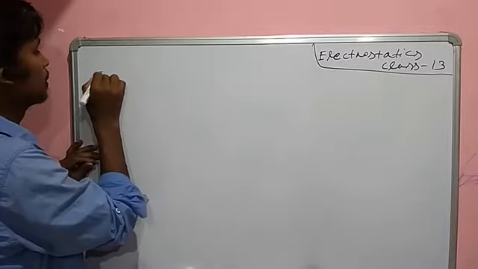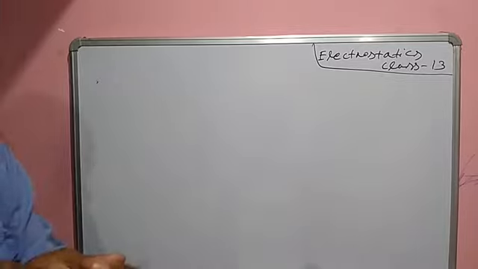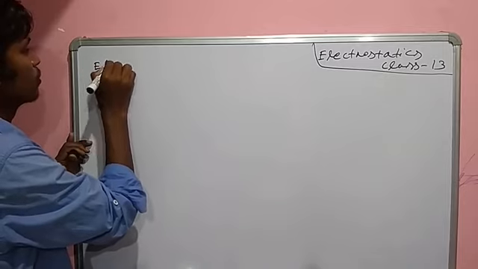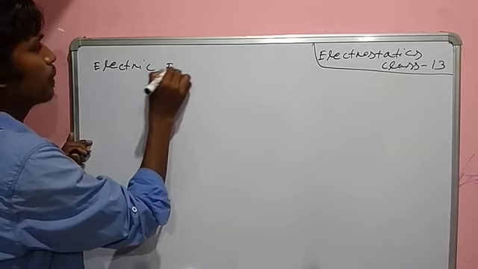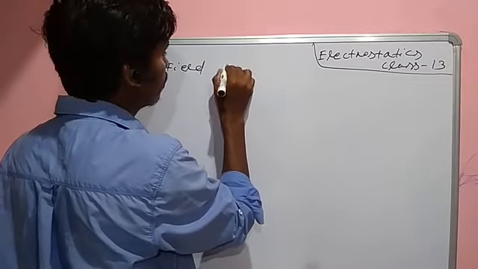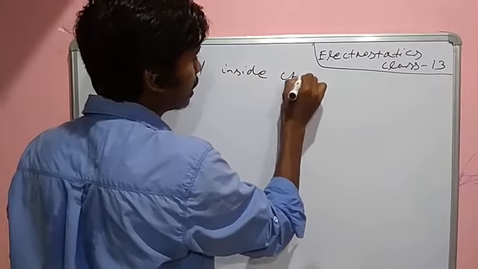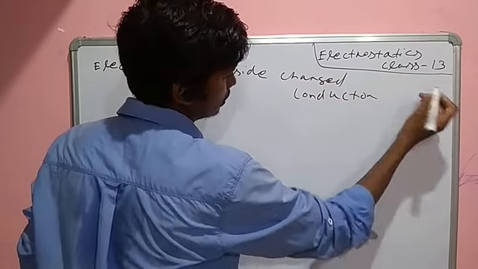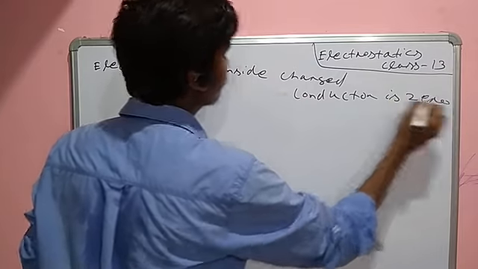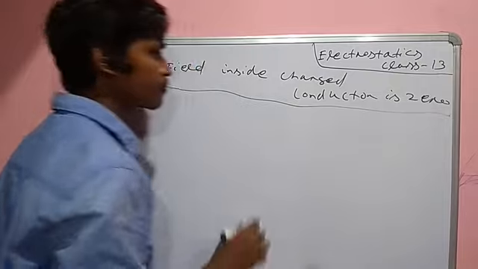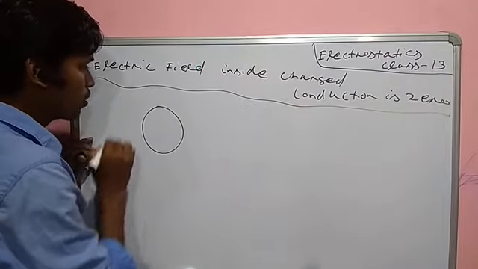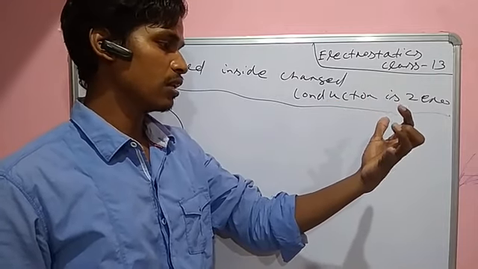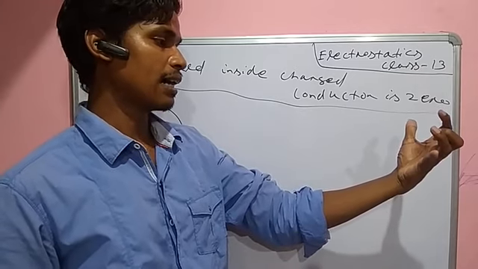So the electric field inside a charged conductor is zero. Listen. Suppose the conductor, you look at the cross section, you just look at it as a circle.